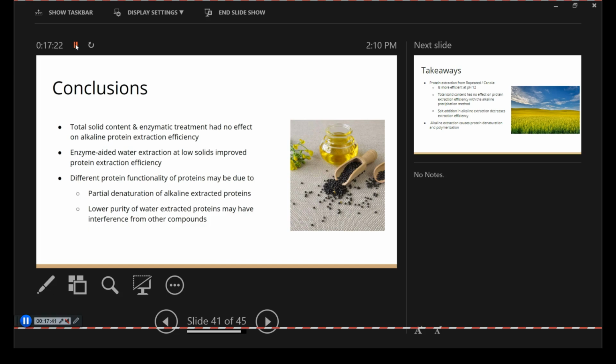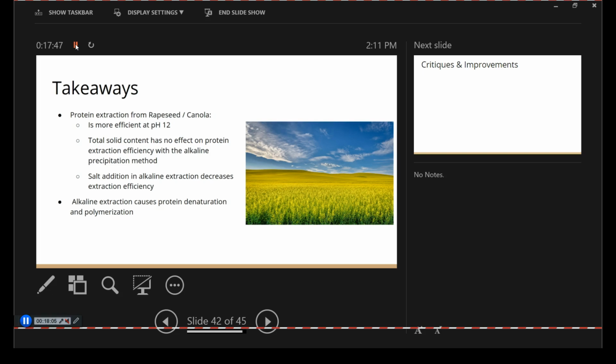However, the water extracts were still lower than the pH 10 or alkaline extraction. And due to the difference in partial denaturation and possible influence by carbohydrates in the water extracts and the protein precipitates, we saw different functionality as far as solubility. The main takeaways from both of these papers is that the extraction efficiency is increased more at pH 12 and that the total solid content does not have an effect on protein extractability within the alkaline precipitation method.